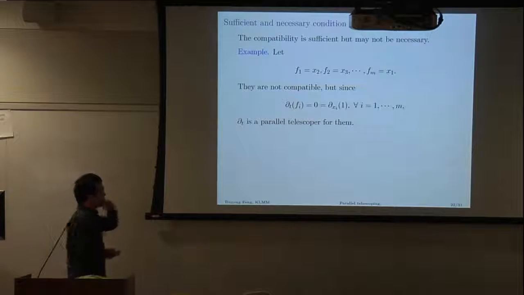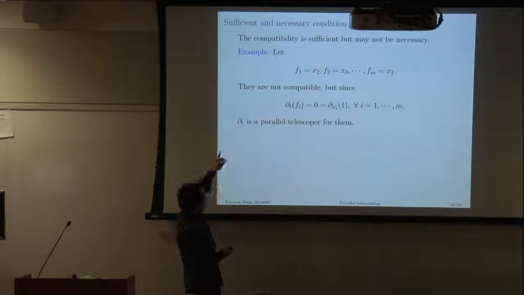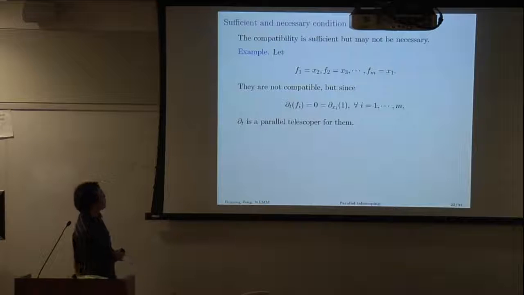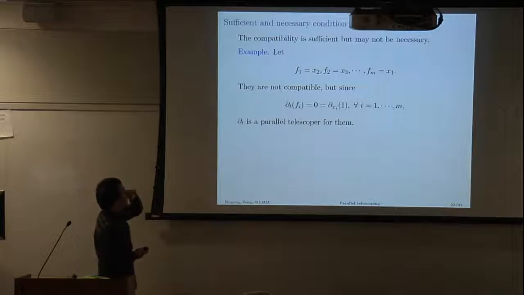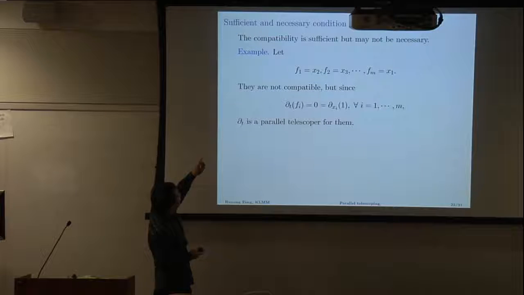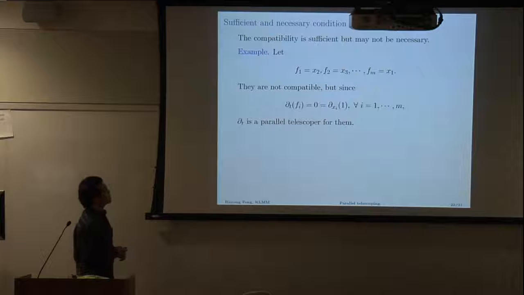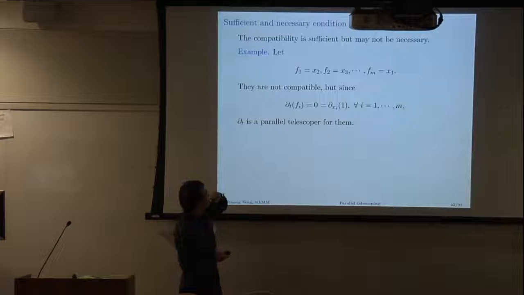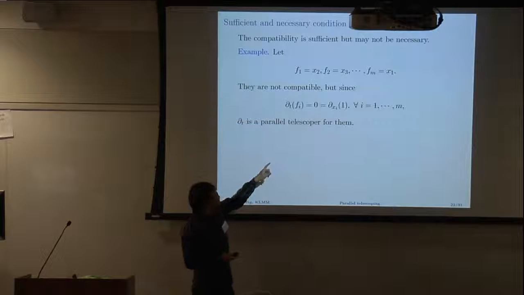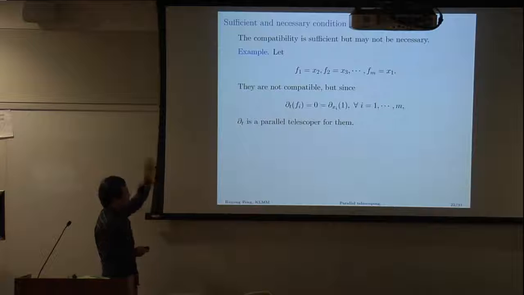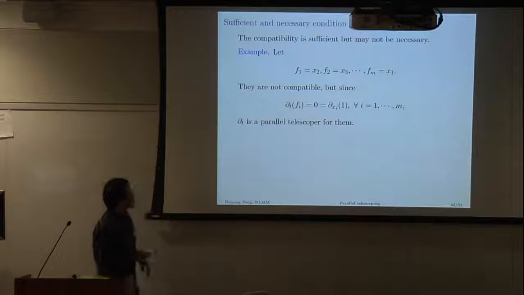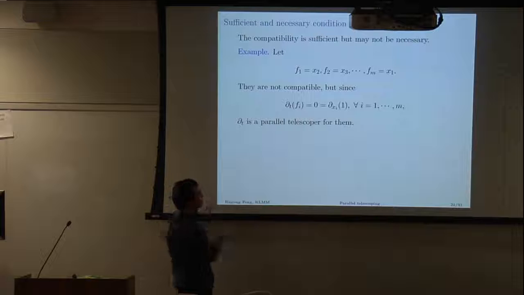Now we know that if definite functions are compatible, then they will have a parallel telescoper. The following example shows that compatibility may not be necessary. Let F1 be x2, F2 be x3 and F3 be x1. Then we can easily verify that they are not compatible, but because Dt Fi is zero, Dt is a parallel telescoper for them.